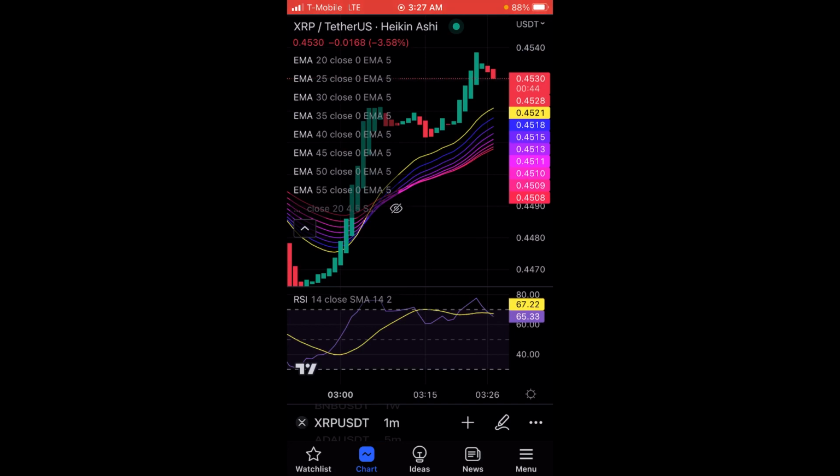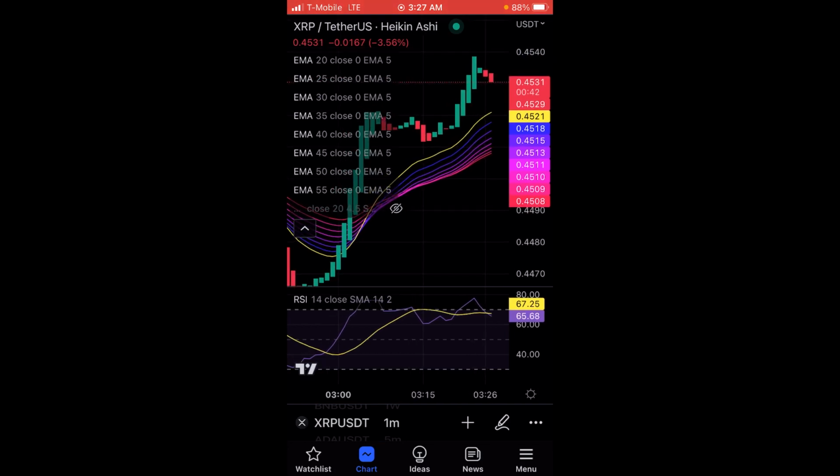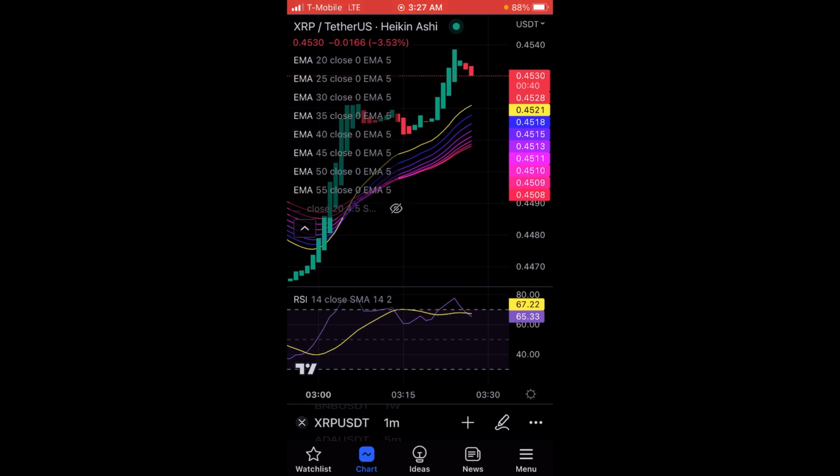Now let's pay attention to the RSI right here. What you will see now, you want to make sure your EMAs are 20, 25, 30, 35, 40, 45, 50, 55. And make sure your 20 EMA is a bright color, and usually I make it more thick.